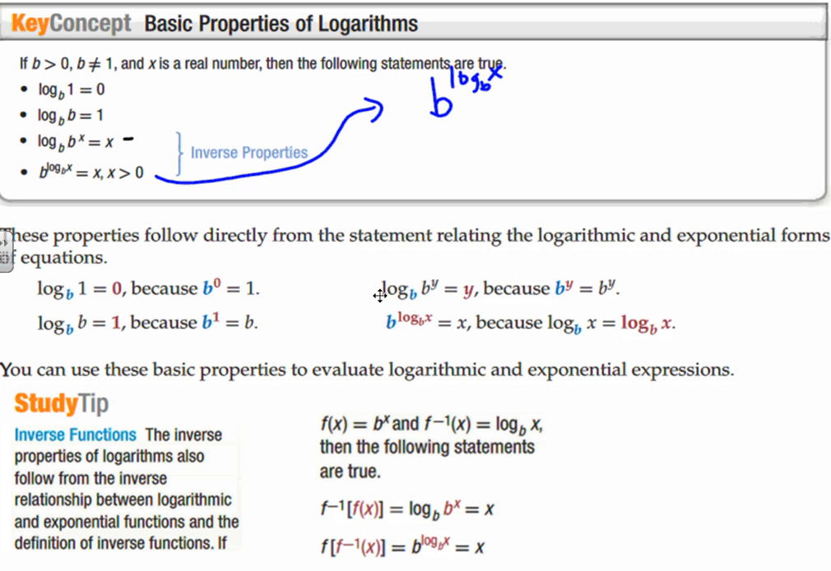By the way, it gets a little smushed to write all these. Do you know what I mean? Because this is a b, this is a power, and this is a subscript. So it does get a little bit messy there.